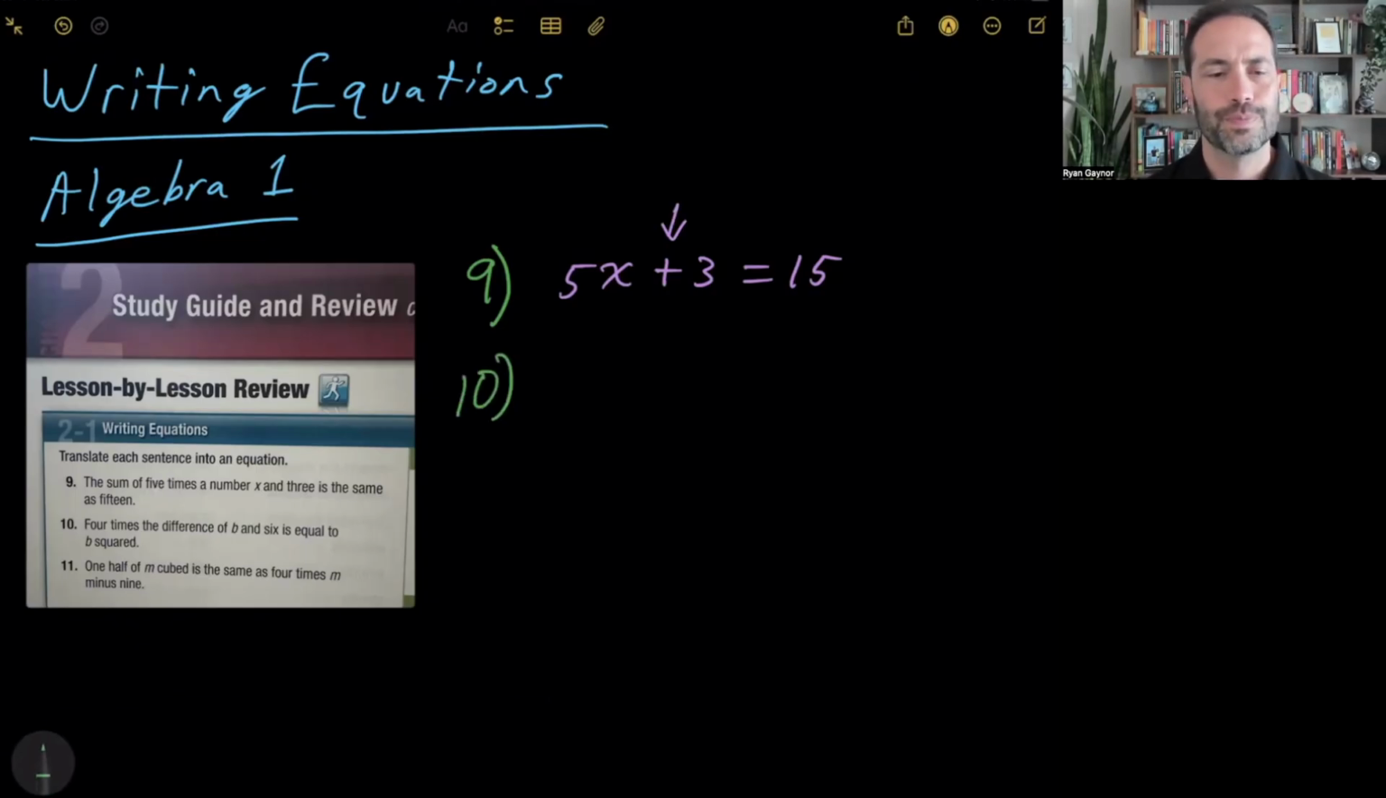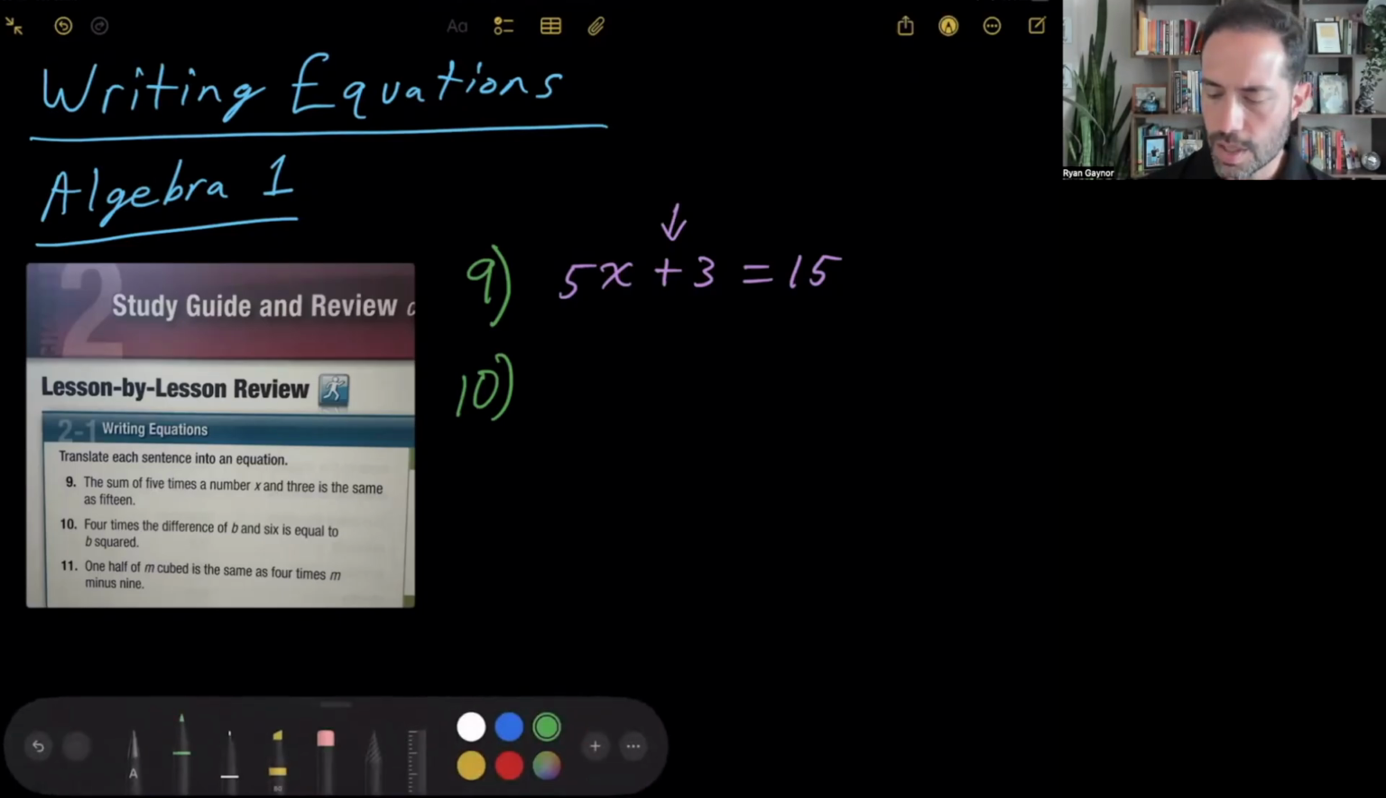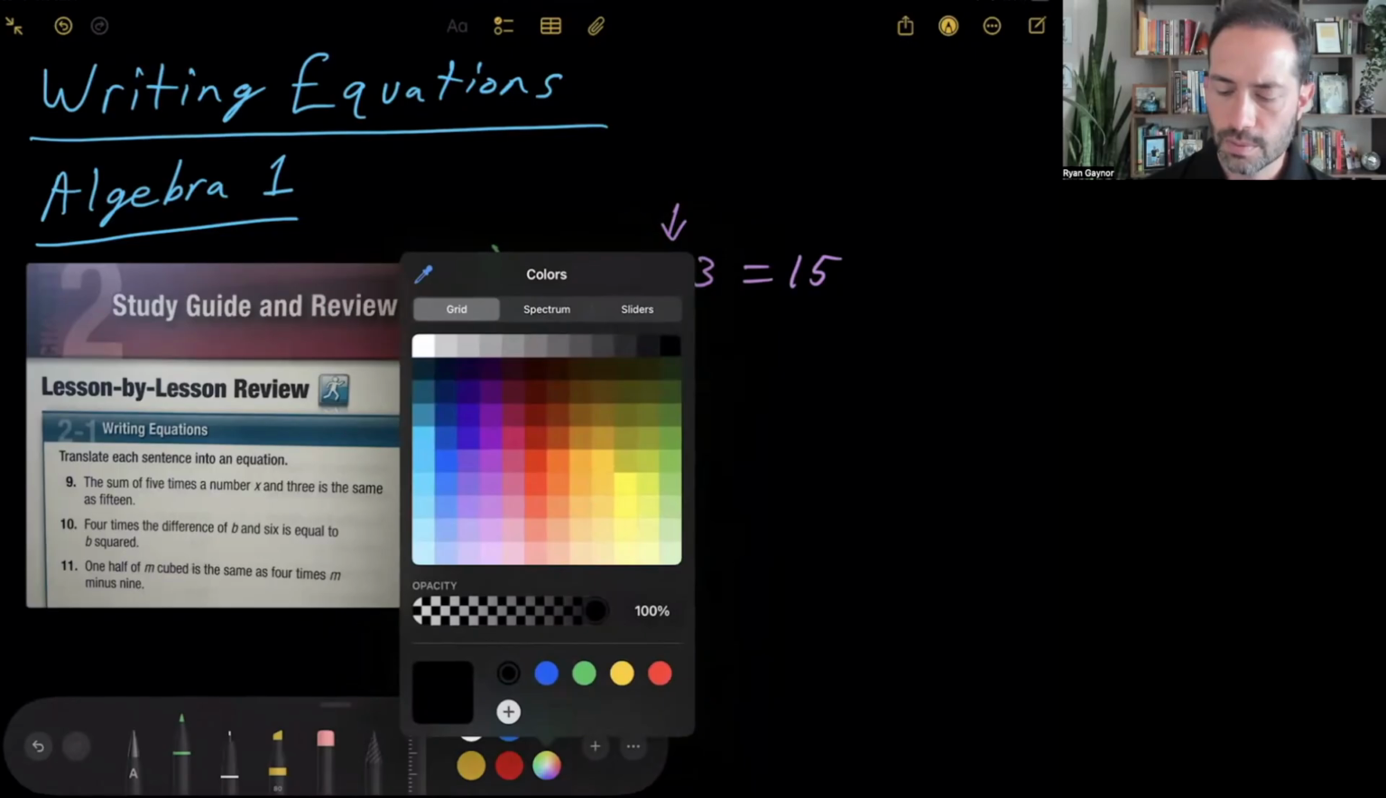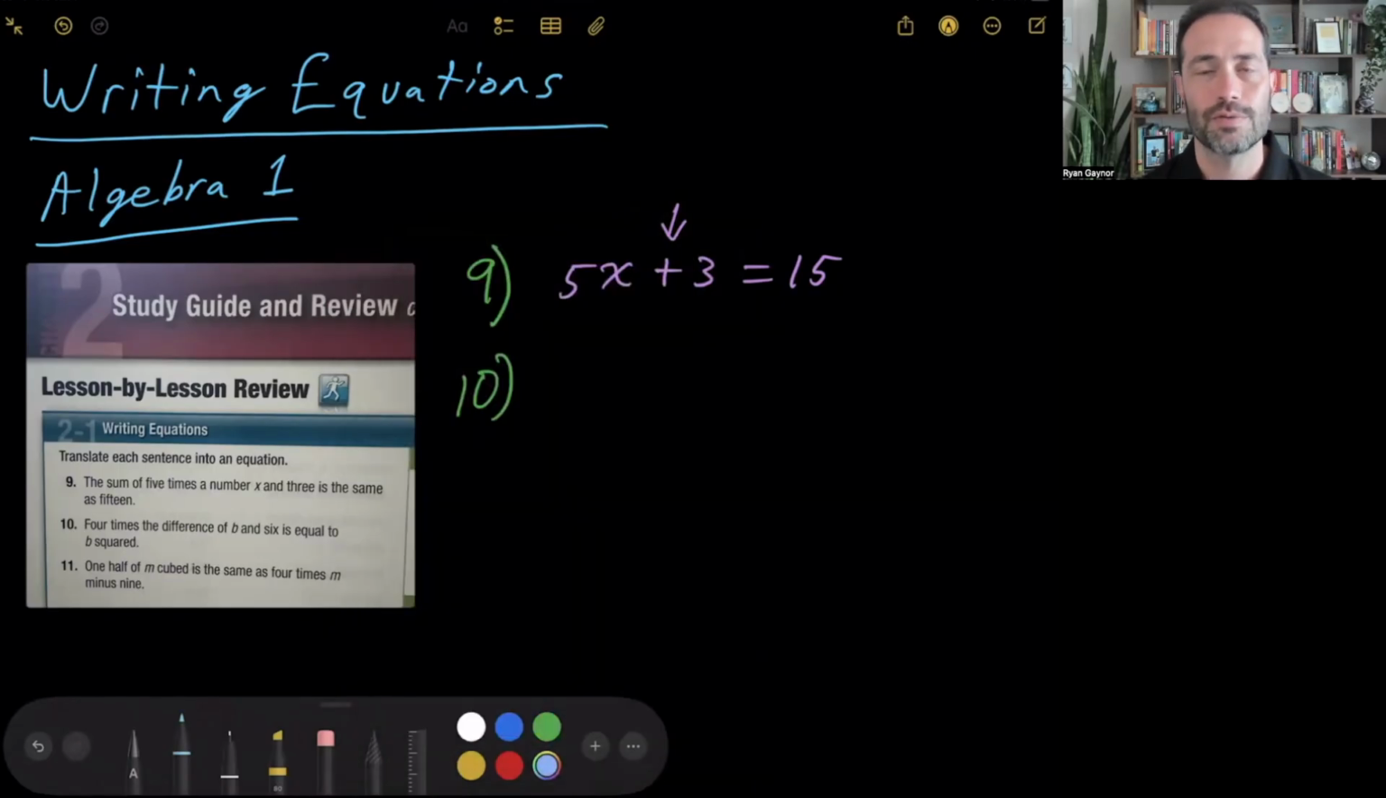Number 10. 4 times the difference of b and 6 is equal to b squared. Okay, so again, keywords here. 4 times, so that means the number 4, and then we're multiplying. The difference. Okay, so here's where we have to kind of separate things. So we know that we have to do multiplication separately from subtraction. So let's read the difference part.